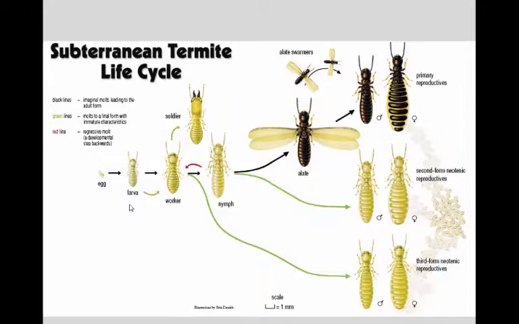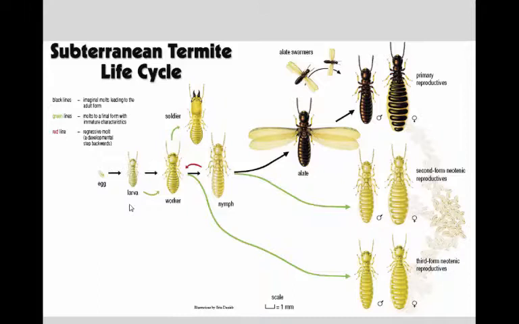Now, the worker is, as you can see, basically an immature form, but it is permanently immature unless the colony needs something. And if the colony needs something, a worker can transform into a soldier, or a worker can transform into a primary or secondary reproductive. Wow. So as you can see here, it's a very plastic kind of system.